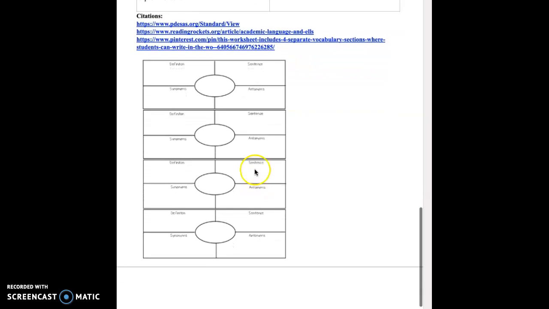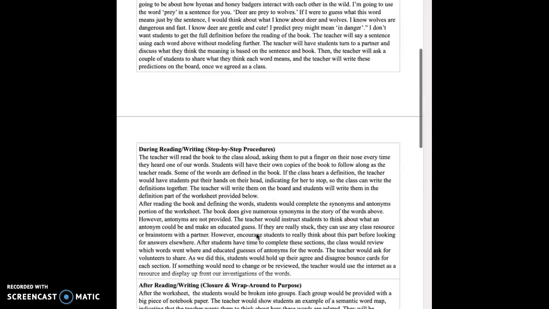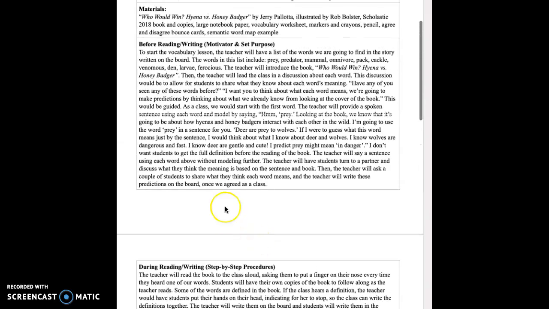Here is the worksheet that I would be providing students with. They'd write the word in the middle, the definition, a sentence, antonyms, and synonyms. And then this worksheet has 4. We will be working with 10 words, so they would do that for all 10. And they're not just filling it out, don't worry.